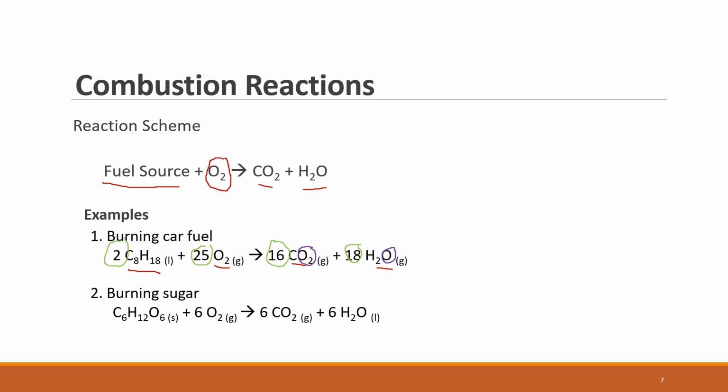Now the next example is burning sugar. This example has the fuel source containing carbon, hydrogen, but also oxygen. And that's fine, that's still a fuel source. But notice the other reactant is still oxygen, just like it should be in all the other examples. Products: carbon dioxide and water.